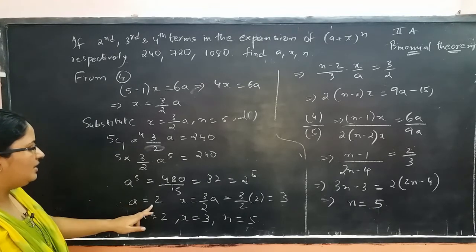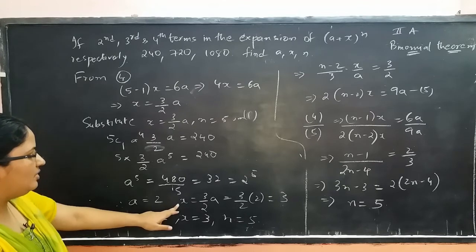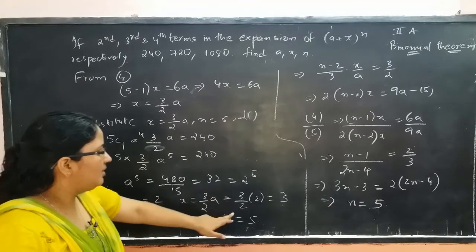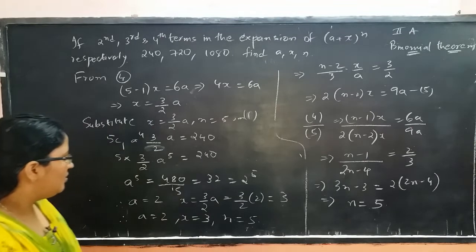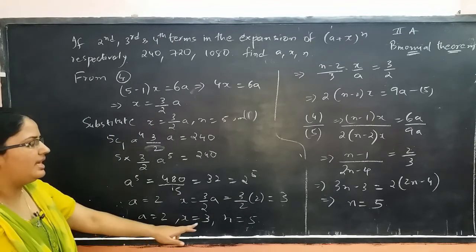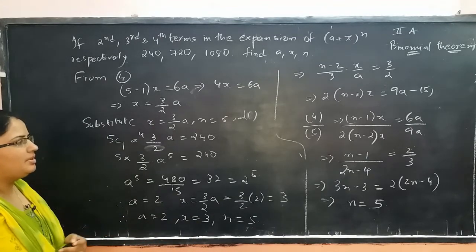A value is equal to 2, x value is equal to 3 by 2 a, that is 3 by 2 into 2, which is 3. So a value is 2, x value is 3, n value is 5. That is about the problem.